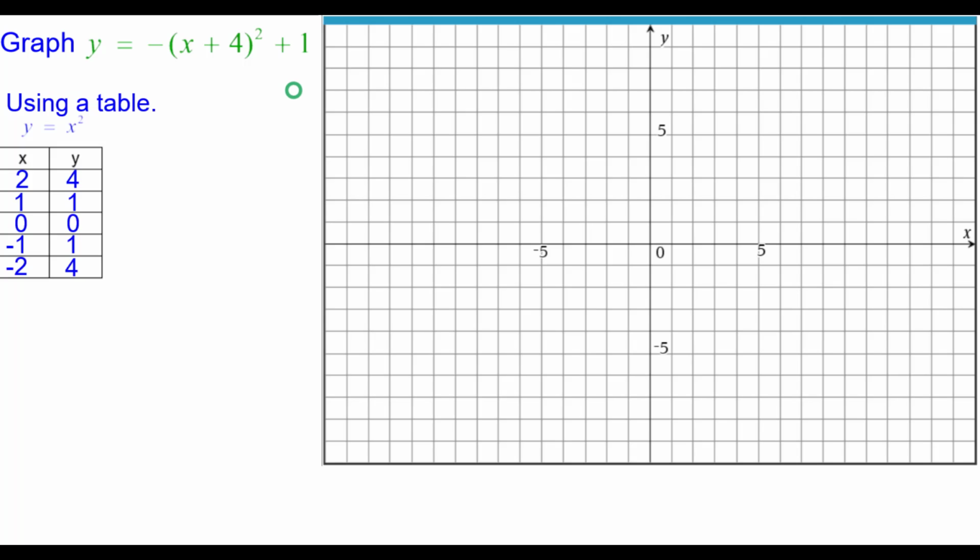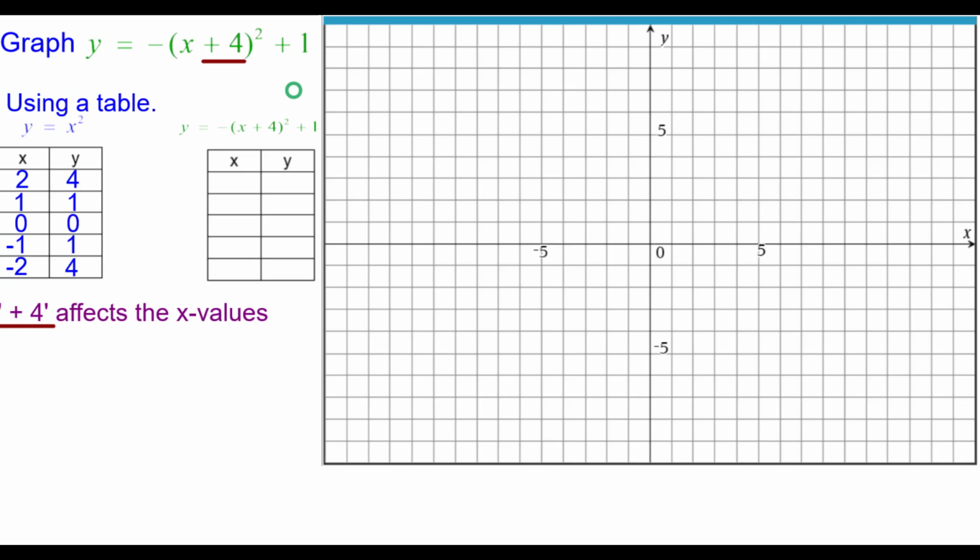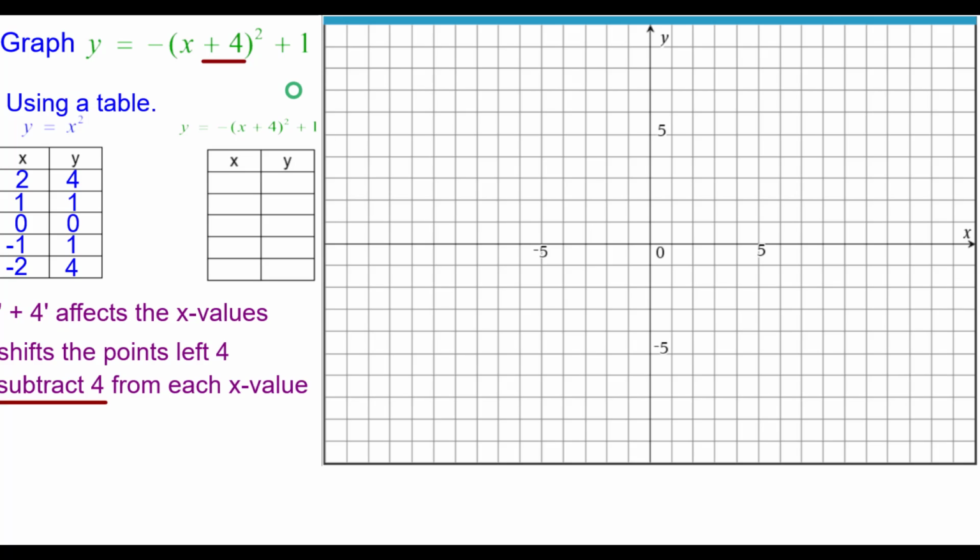Using a table, here's our traditional 5-point parabola table. The plus 4 inside the parentheses affects the x values. It shifts the points left 4, and so that means that we need to subtract 4 from each x value to shift to the left. So 2 minus 4 would be negative 2. And then we'll just go ahead and subtract 4 from each of those. So I ask you to go ahead and do that. Press pause, resume when you're ready to check.